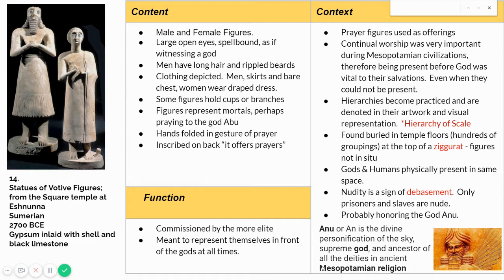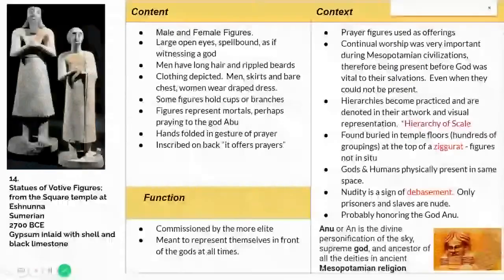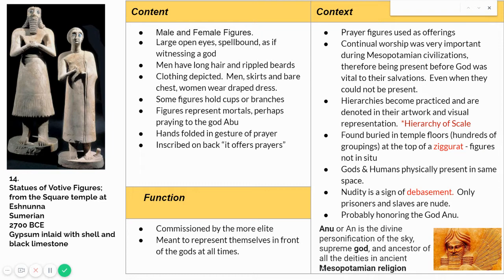And they are definitely standing in a posed kind of prayer form. Hands are folded together in a gesture of prayer, and inscribed on the back, which we cannot see from this image, it says in cuneiform script that it offers prayers, is what it's translated to. I think the function of these votive figures is what's most important about them.